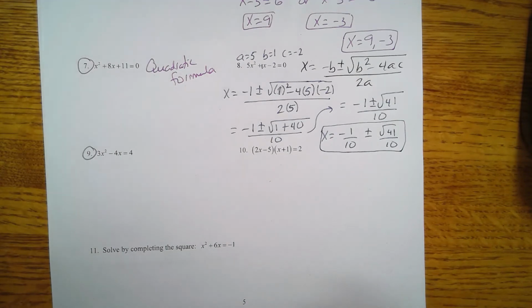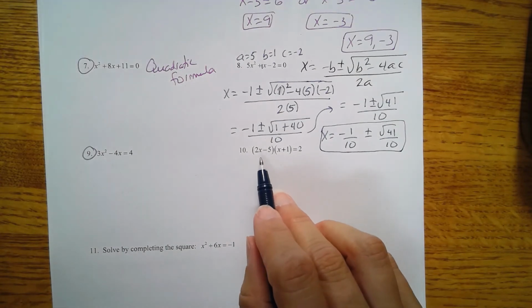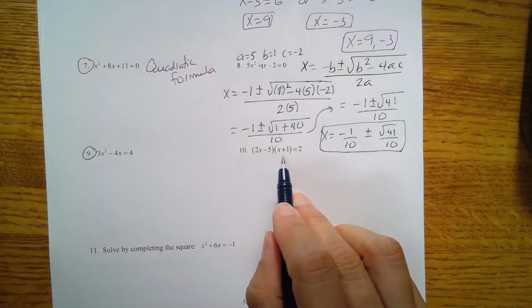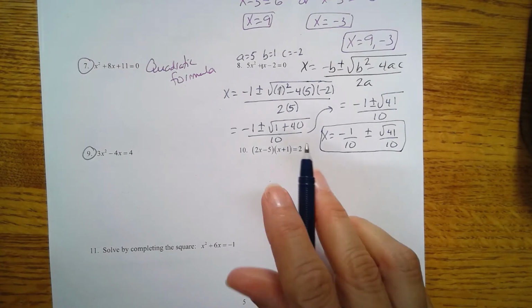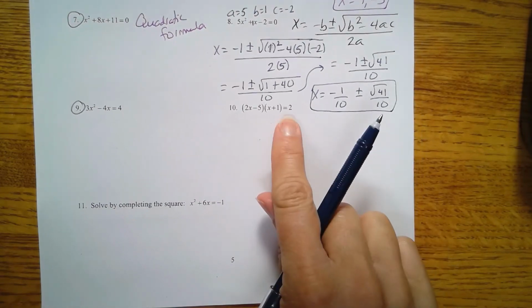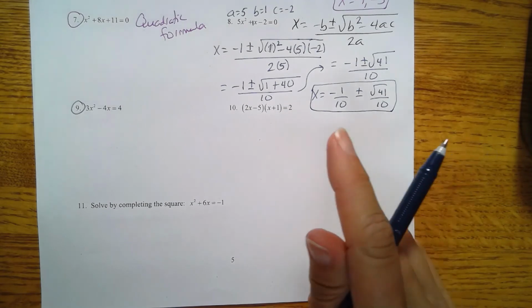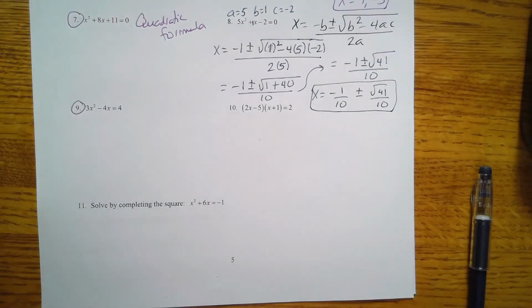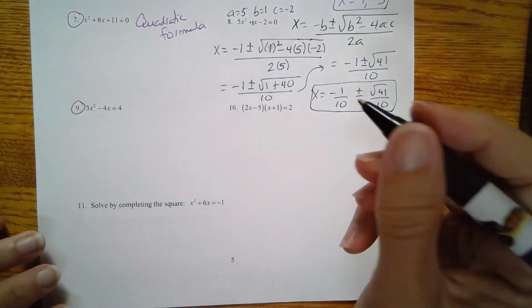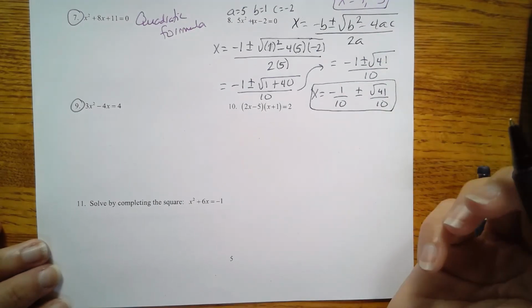Well, when you look at number 10, it looks like it's factored. Parentheses 2x minus 5 times x plus 1 equaling 2. But the problem is it doesn't equal 0. If it equals 0, sure, but it doesn't. So what's the first thing we need to do? Distribute. It's not in any form that we can use to solve.